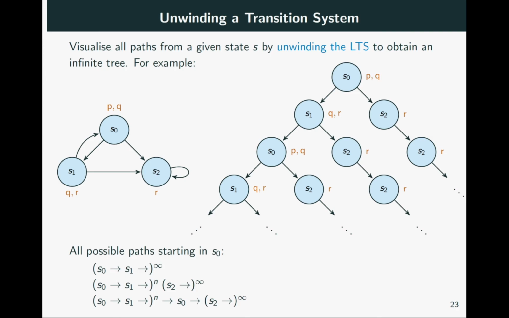Of course, we could also see all these possibilities on the original LTS, not only on the tree, if we were willing to follow the path back and forth on this graph. The three cases are S0, S1 infinitely, or S0, S1 finitely followed by S2 infinitely, or S0, S1 finitely back to S0, then S2 infinitely. Okay, I hope that now you have a good intuition of what a path is.